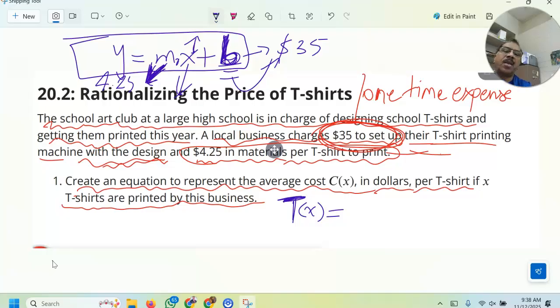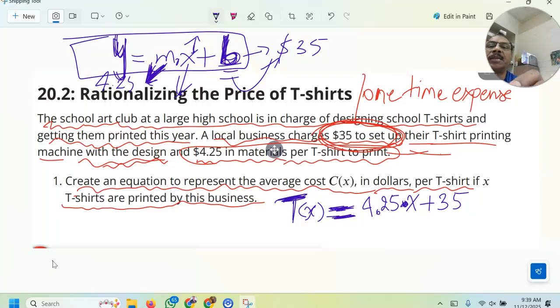So basically we write total cost, instead of y, this y here, the output, represents the total cost of printing those t-shirts. So the formula becomes, plus 35 at the end. So I'll put $35 and then every t-shirt is $4.25 times the x. See how beautiful this is? Okay, so this equation represents the total cost.